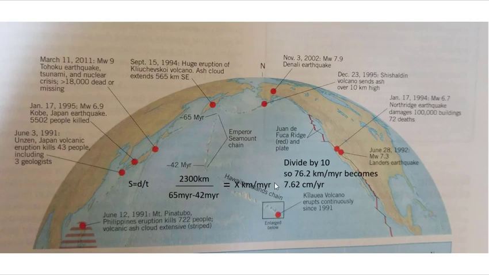So for example, if you got 76.2 kilometers per million years, that ends up being 7.62 centimeters per year. It works that way. For plate tectonic velocities, you should expect to get something maybe between 3 and let's say 15 or so centimeters per year. If you're getting hundreds of centimeters per year, you did something wrong. If you're getting less than one, you did something wrong.